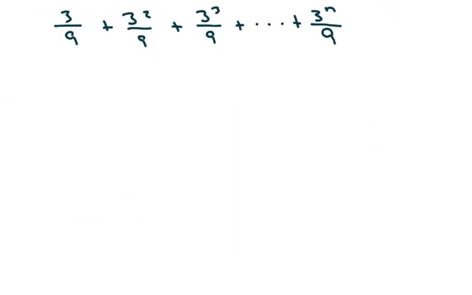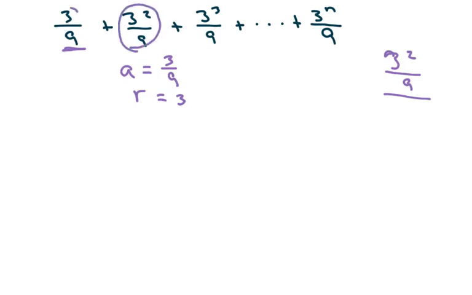Okay, the next one is very similar. So I'm going to write this as a equals 3 over 9. My first term is 3 over 9, right there, and my r is just going to be 3, because all I'm doing is taking 3 squared over 9, the next term, divided by the previous term, 3 over 9. That cancels, and so you're going to get 9 over 3, which equals 3. Or you can just kind of see you keep multiplying by 3.